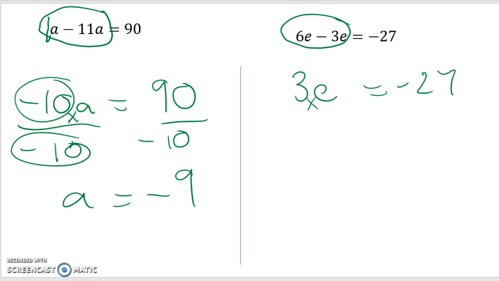and then I want to reverse this times by 3, so I will divide by 3, so we get e equals minus 9. All right, I hope this video helps.